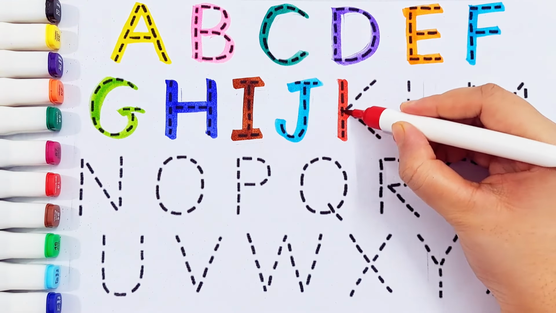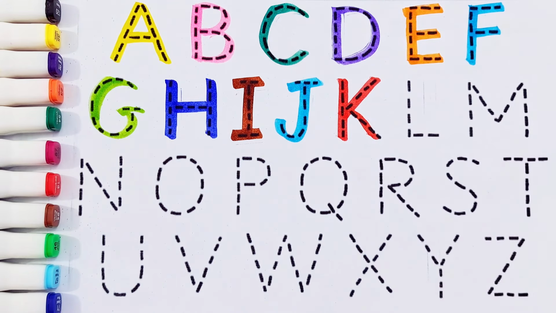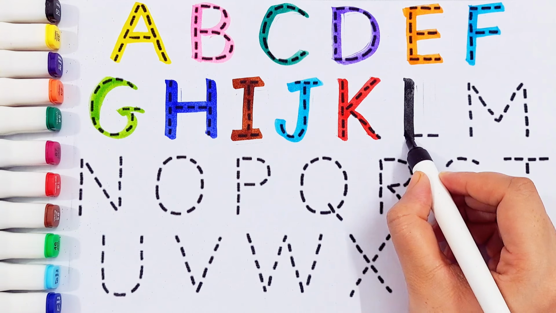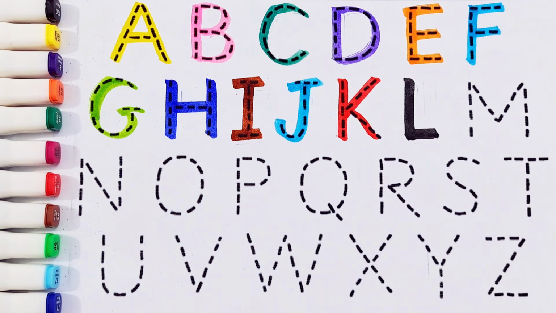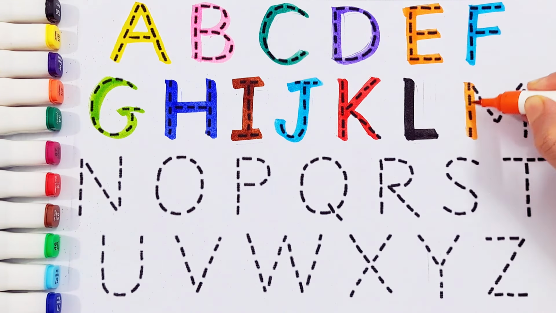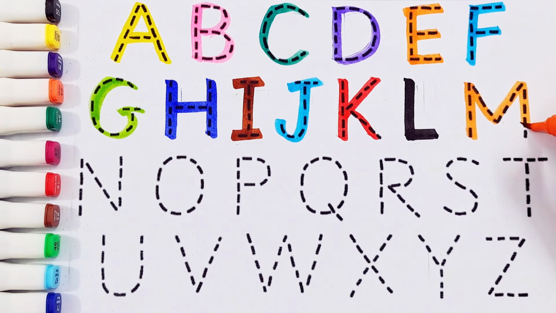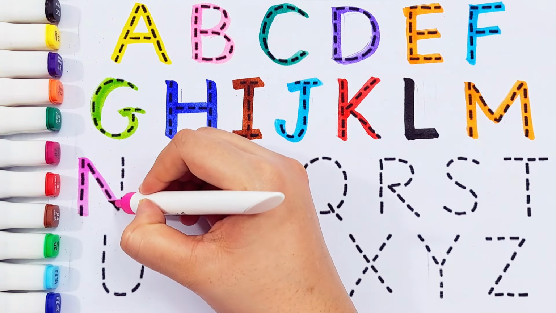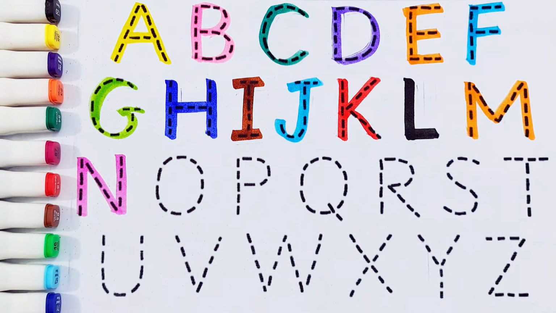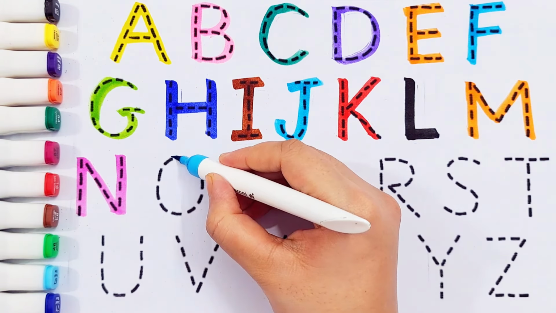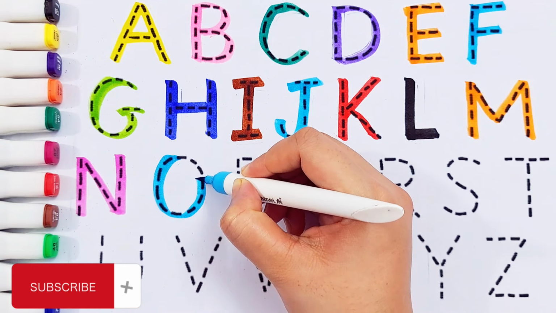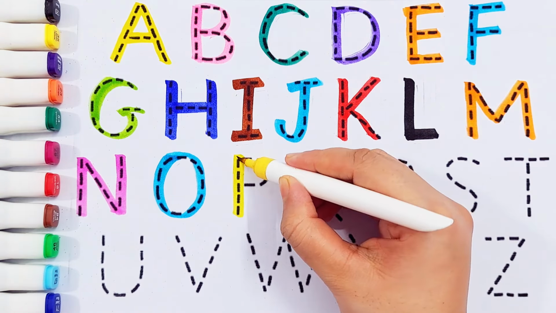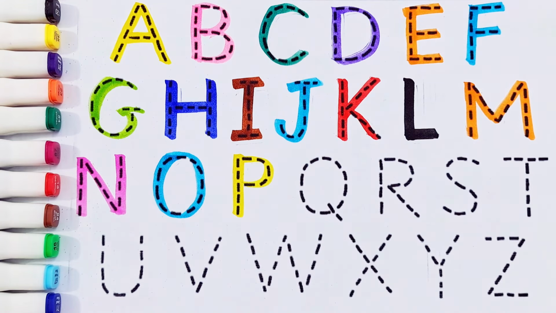K. K for kiwi. L. L for lamp. M. M for map. N. N for news. O. O for olive. P. P for pineapple.